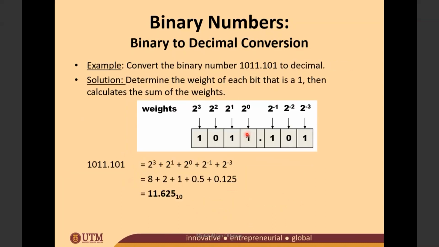Okay, and yang ni, another question ya. Masih lagi binary to decimal conversion. So sekarang ni, tadi kita buat nombor bulat, whole number, and then we will do the fractional number. Now it is a combination of a fractional number and nombor bulat. So contoh, this is the binary number 1011.101, tukarkan ke dalam decimal. So macam mana nak buat? Okay, sama juga.